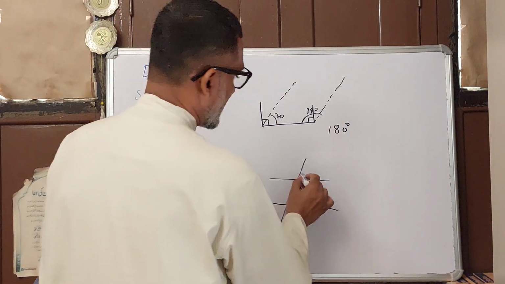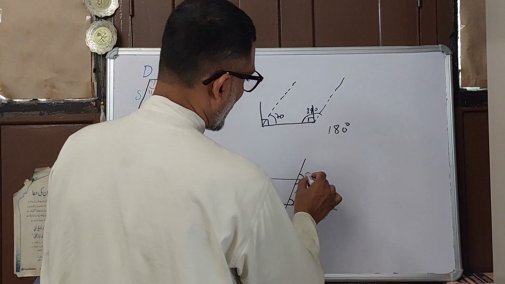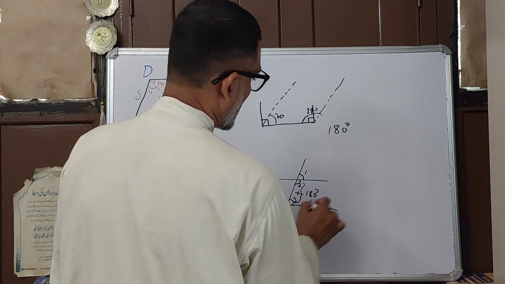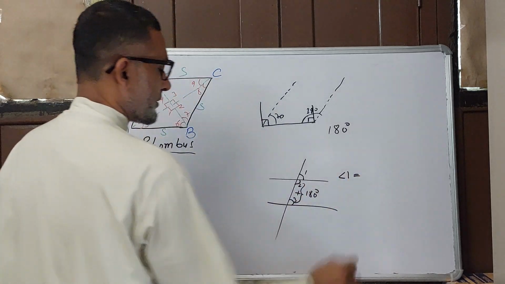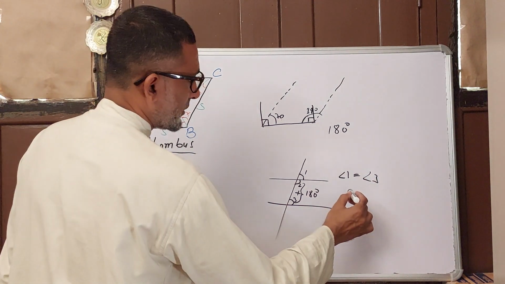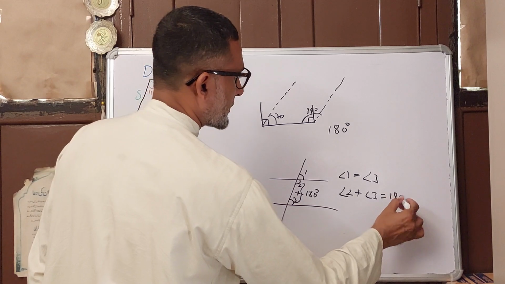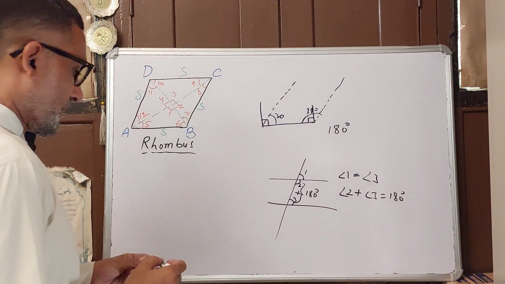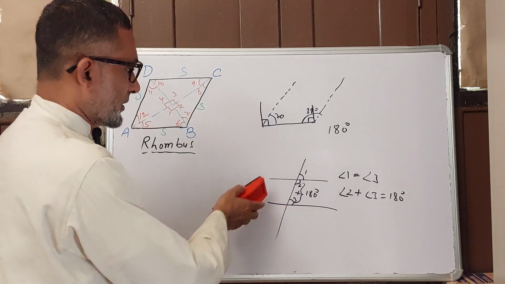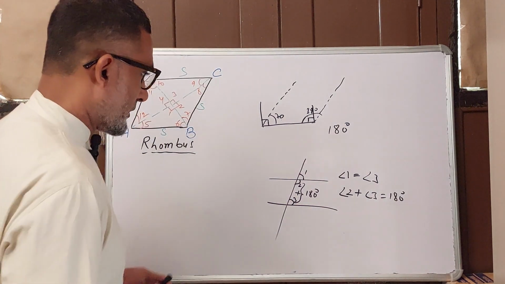And one outer angle on the same side and one inner angle on the same side are always equal. Like if it is angle 1, angle 2, angle 3, then angle 1 is always equal to angle 3, and angle 2 plus angle 3 is equal to 180 degrees. This is the basic thing. I just remind you, if you don't know, you already know about these things.